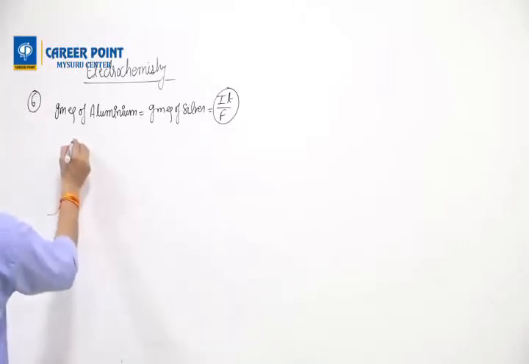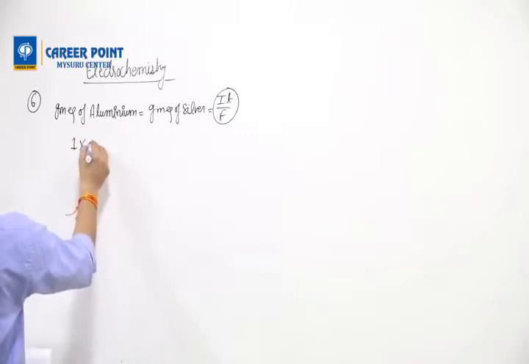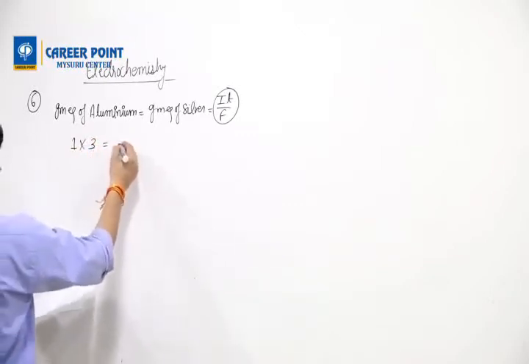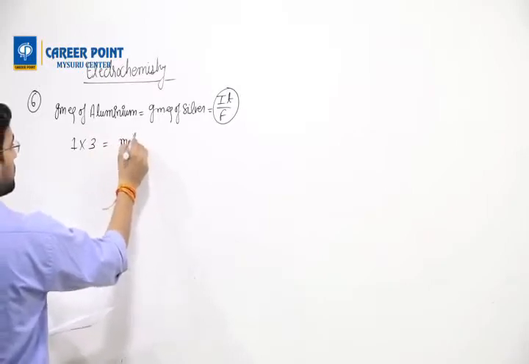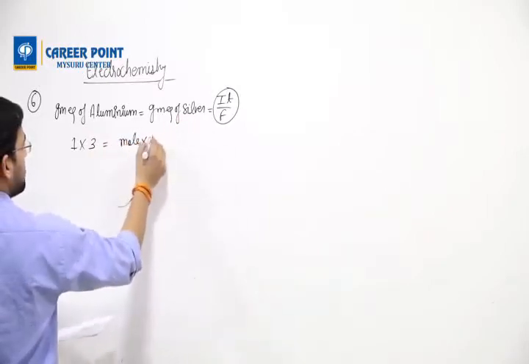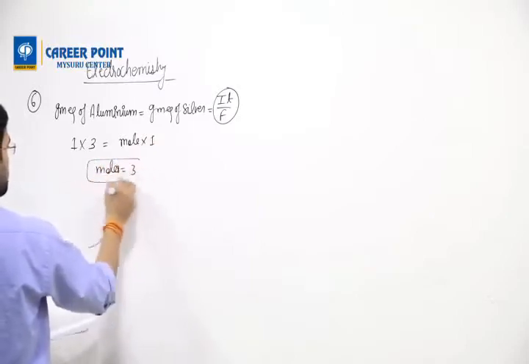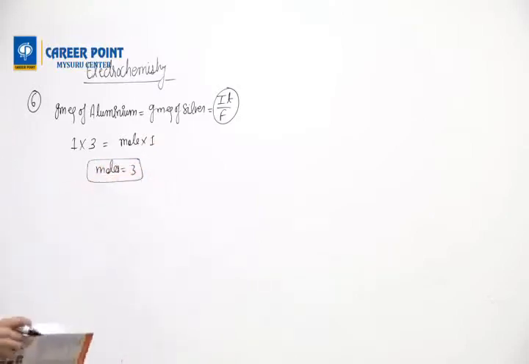Okay. So now I'll write 1 mole into N factor of aluminium is 3 because Al 3 plus. Here moles of silver, N factor is 1. So moles equals to 3 moles. This is question number 6. Question number 13 also.